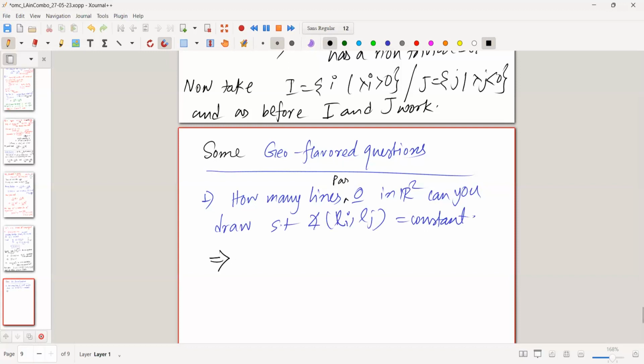Why do I want all the lines passing through O? Sorry, I did not write this properly. I want lines passing through the origin, because I do not want infinitely many parallel lines, families of parallel lines, and so on.